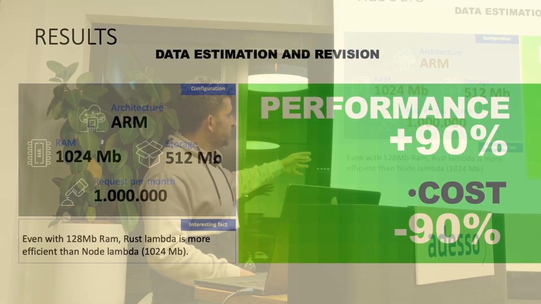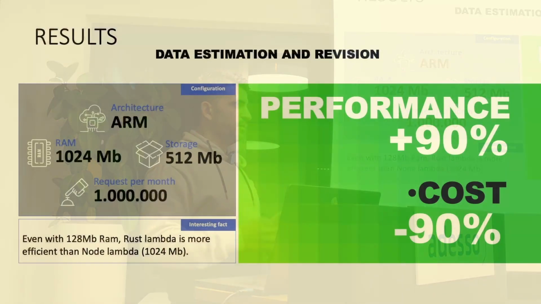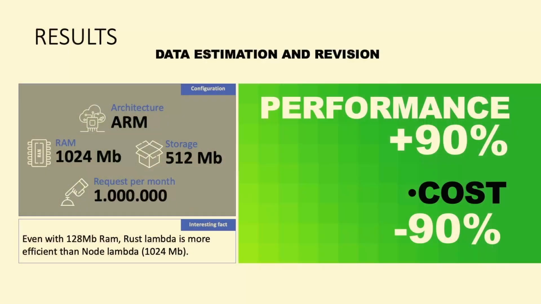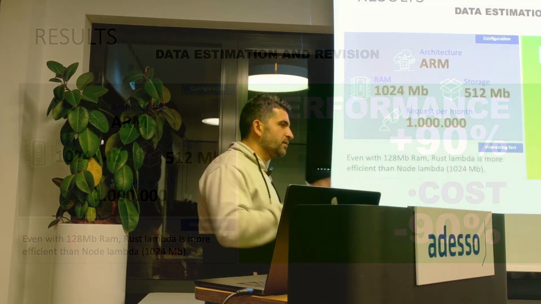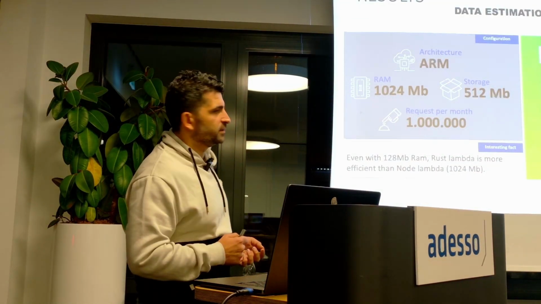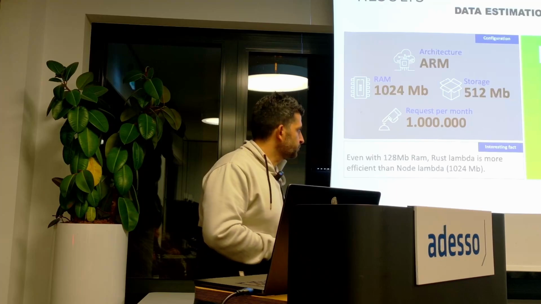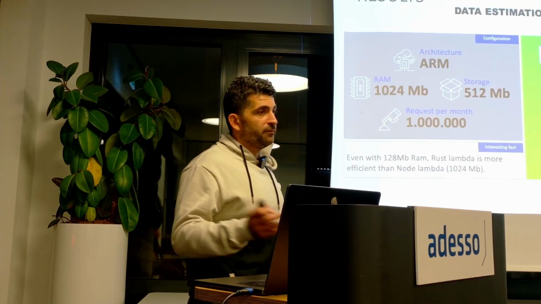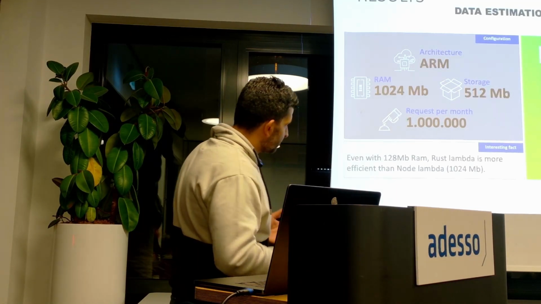And the fun thing is that the node function, because it's big, is optimized and minimized, so everything was done that could be done. It uses 1 gigabyte of RAM. The Rust function, even when you reduce the memory to 128, which translates also to much less CPU power, will still be faster than the Node.js function. So it's really a very, very big improvement.